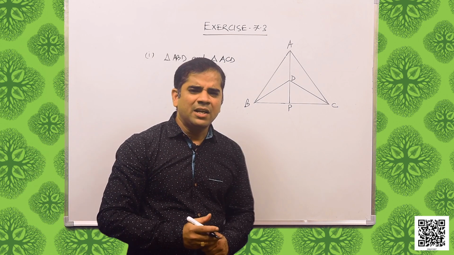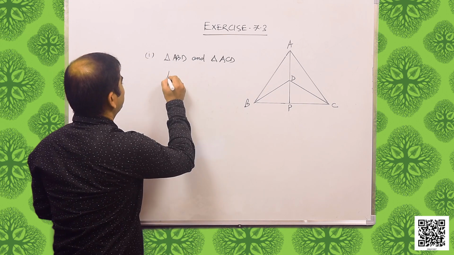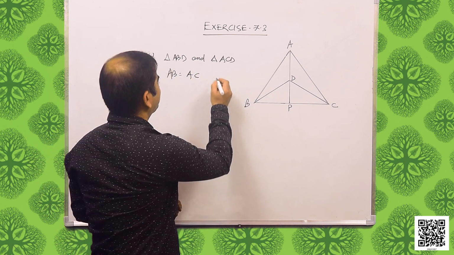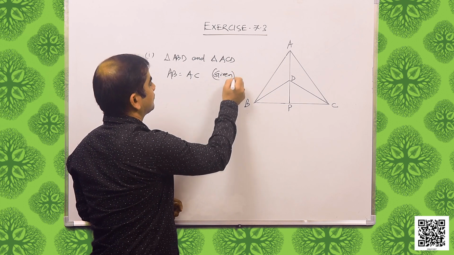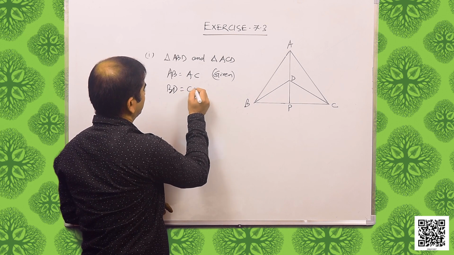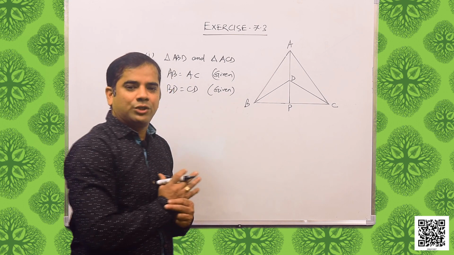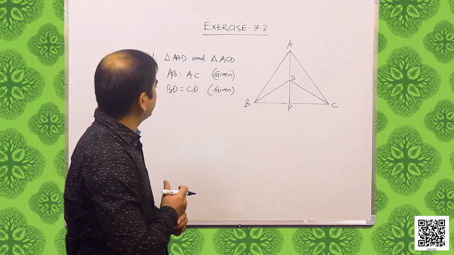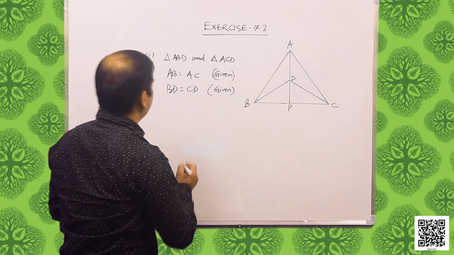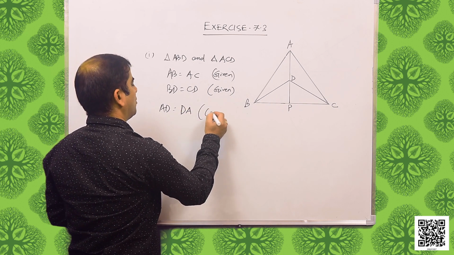Okay. So, in these two triangles, AB is equal to AC. It is your given. Then what else? BD is equal to CD. It is also given. Another thing, AD is equal to DA. Those are common sides.